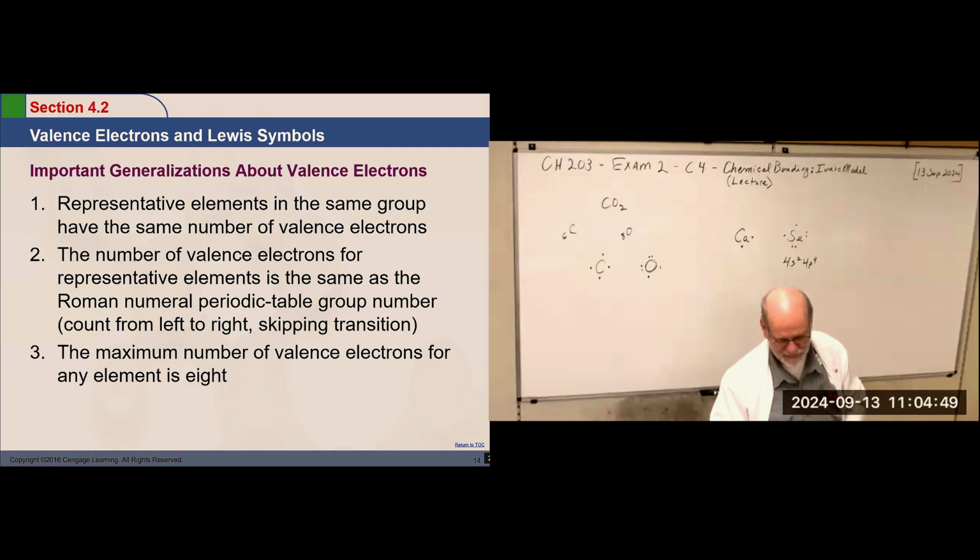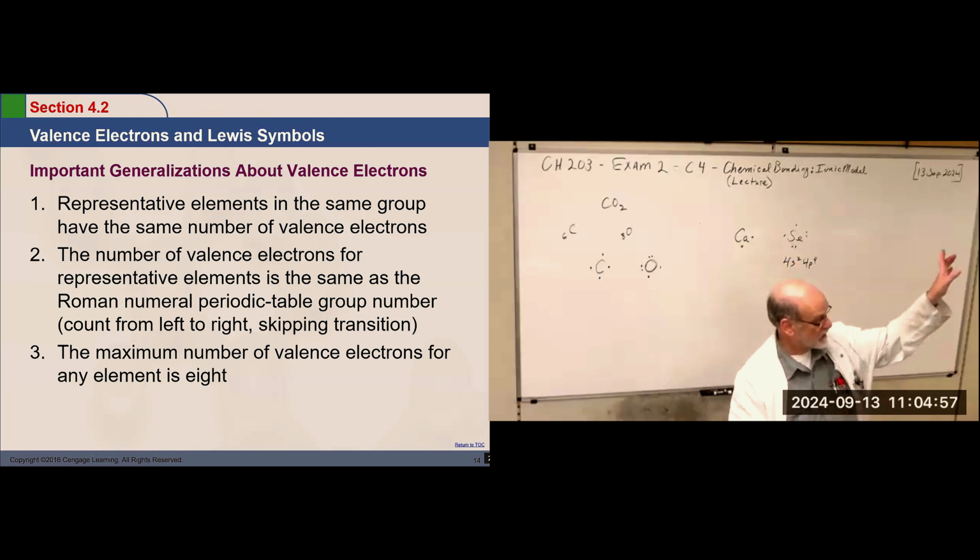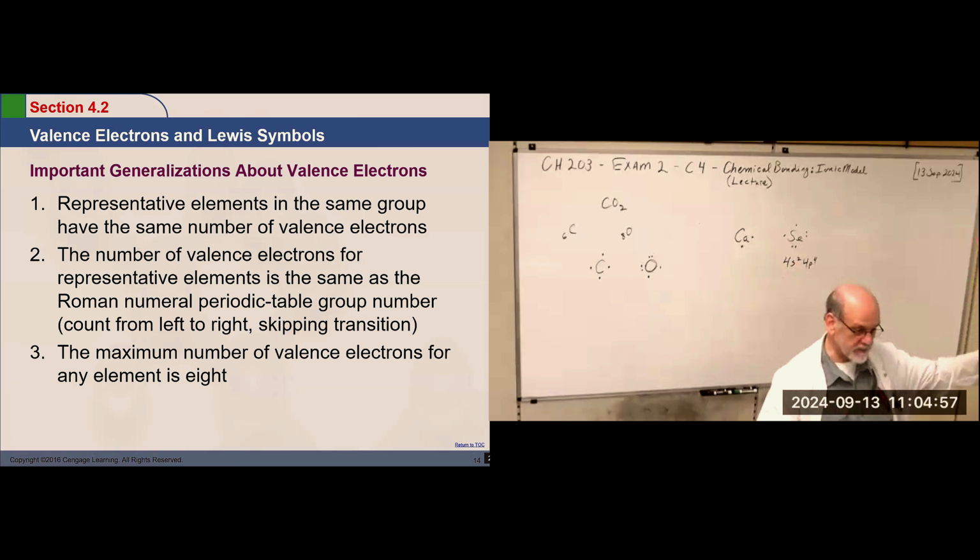So these are some generalizations we can make about valence electrons. Representative elements. Remember, the first 2 columns on the left and the last 6 columns on the right are identified as representative elements. I don't know why they call them that. It's just so we'll agree on that name and go from there.